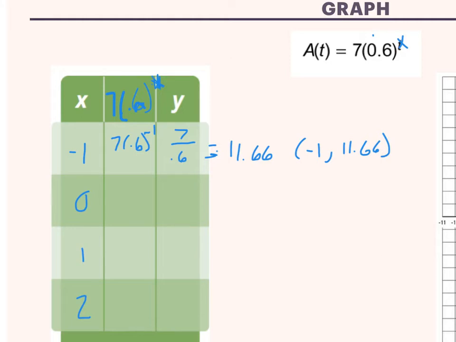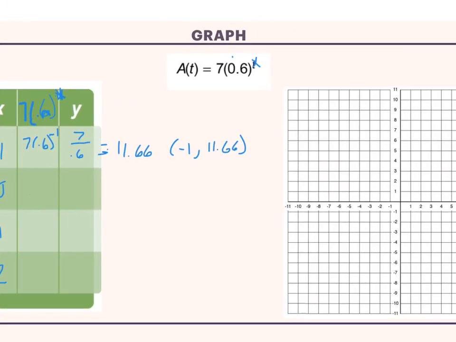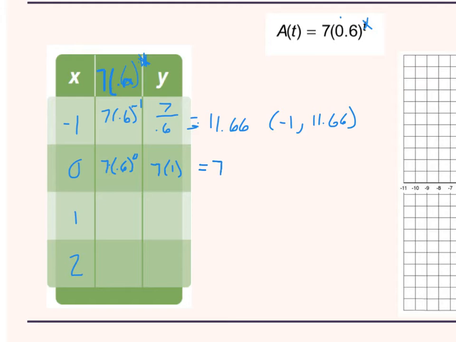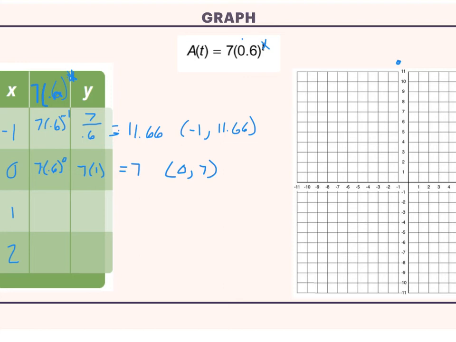Next, let's go and graph that. So we go to the left 1 and we go up 11.6. So it's just off our graph there. Next, we're going to plug in 0. So we have 7 times 0.6 raised to the 0. Anything raised to the 0 is 1, but it's only that 0.6 that's being raised to the 0. So we have 7 times 1. So 7 times 1 is 7. So when we plug in 0, our y is 7. So we're going to stay at 0 and go up 7.